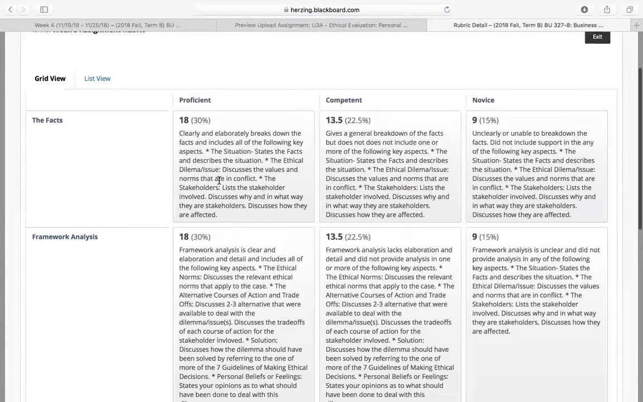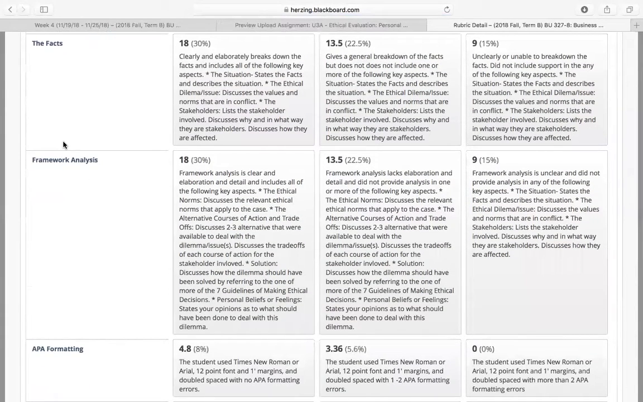So here's a look at the rubric. If you want to be proficient, you're going to have a separate heading after your introductory paragraph that says the facts, and you're going to discuss that. It may be 1 or 2 paragraphs under this heading. Your next heading will be your framework analysis, and you're going to go through each of these in the proficient area because you want to be proficient, and you are going to discuss each point in the section on the framework analysis just to make sure that you are clear.